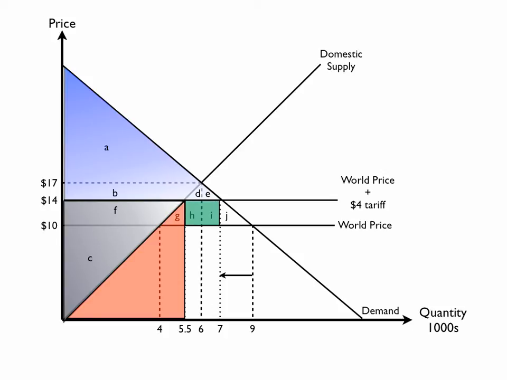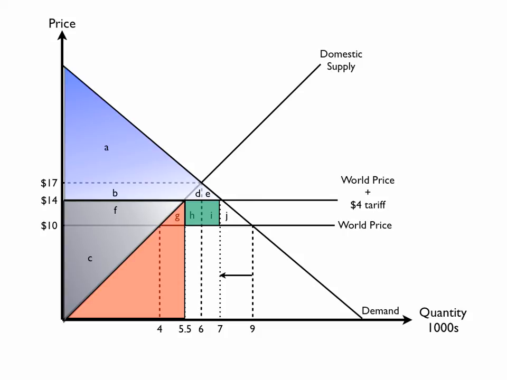Well, H and I are the differences I want to look at. If the tariff is $4 a pound, it went from $10 to $14, and we see that imports decreased from 5,000 pounds to 1,500 pounds, then the tariff revenue is going to be the tariff per pound, which is $4, times 1,500 pounds. So H and I represent tariff revenue to the government.